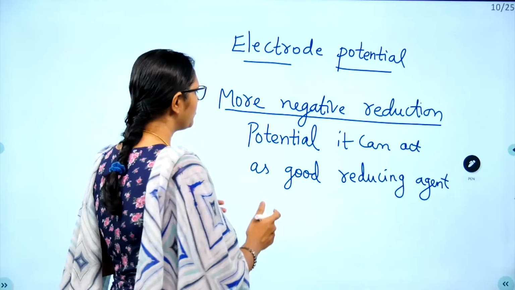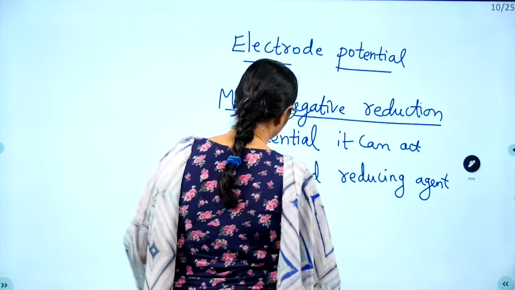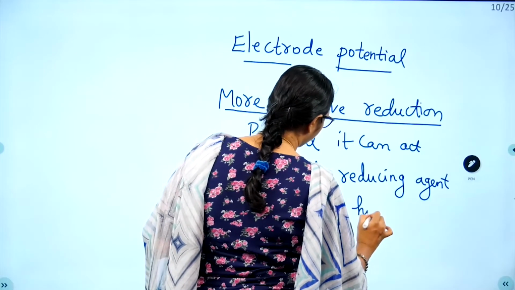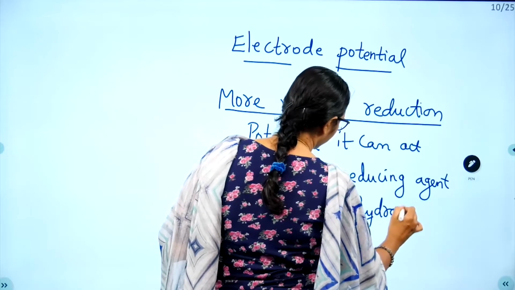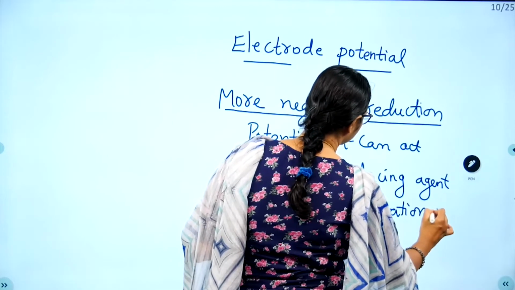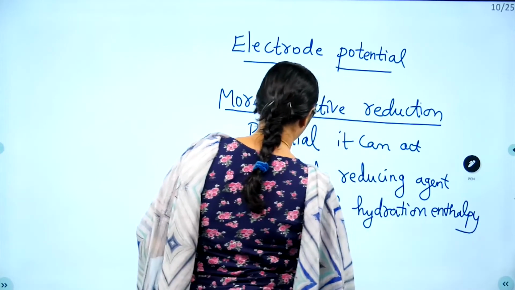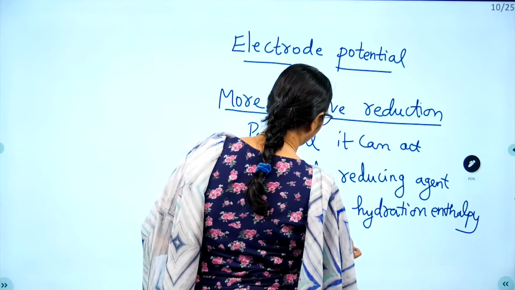In order to have a more negative reduction potential, it has to have high hydration enthalpy and low enthalpy of atomization.